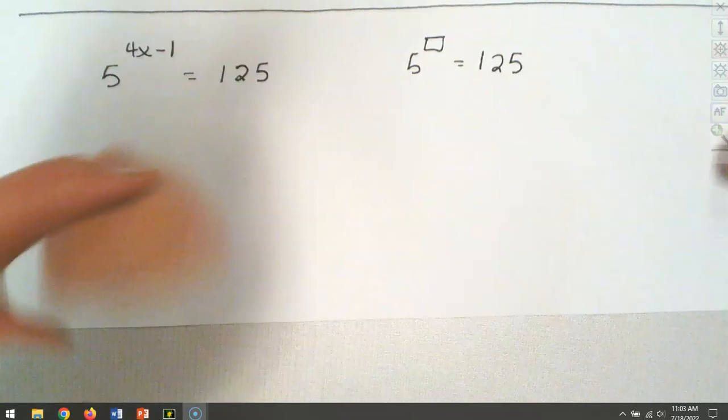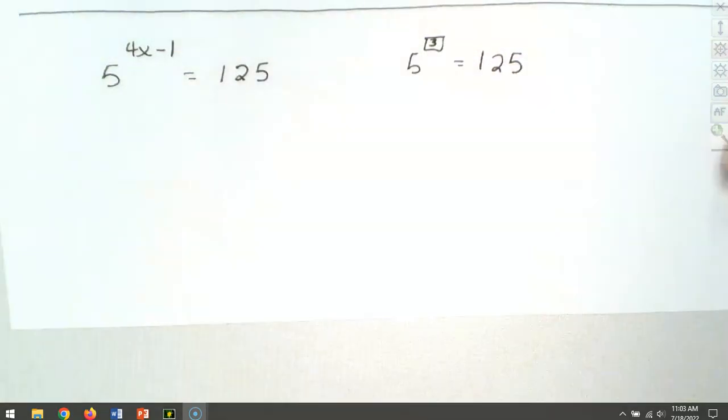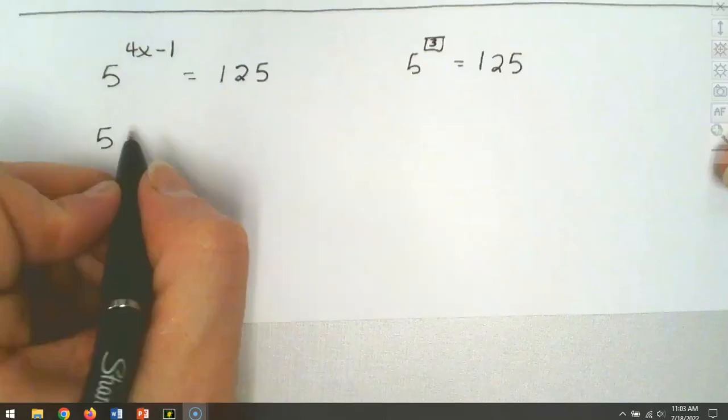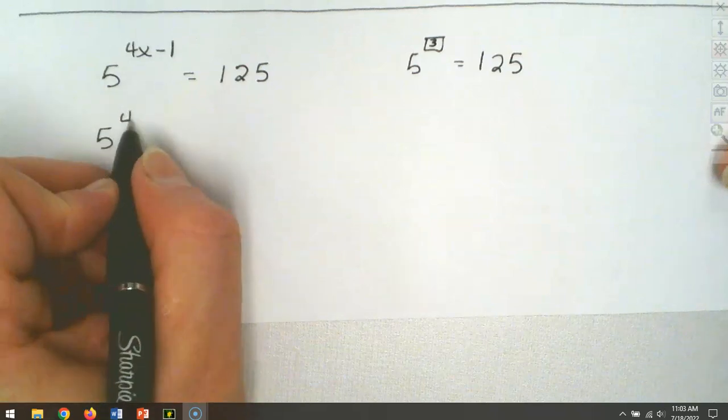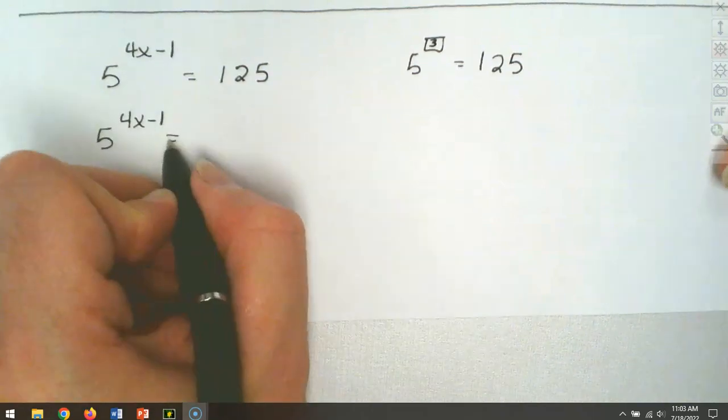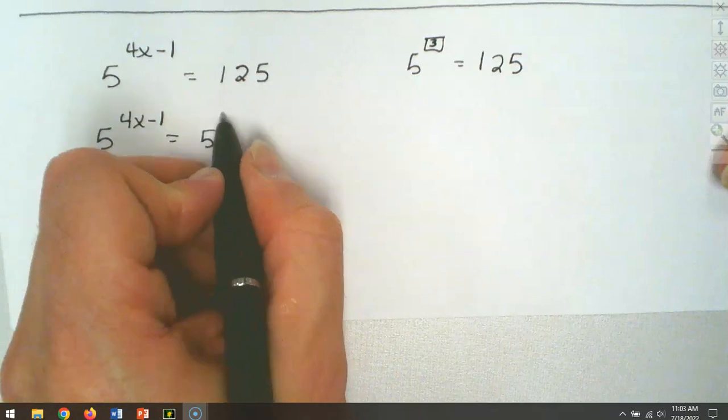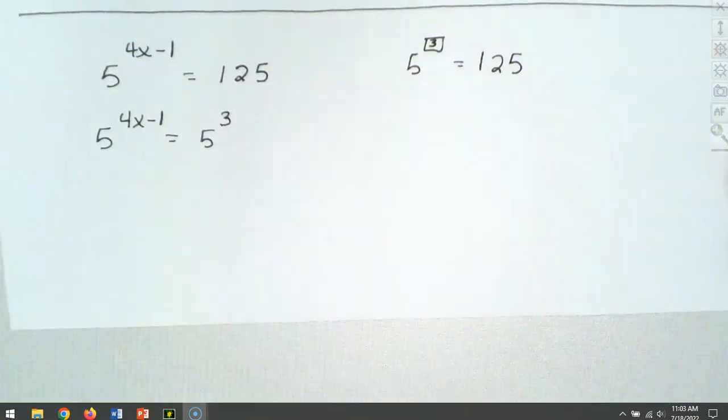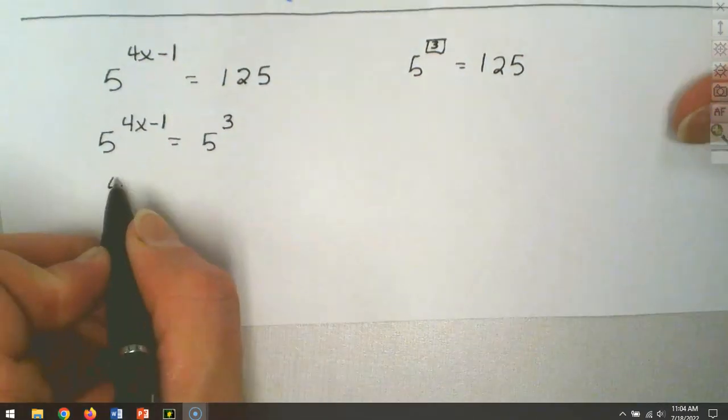So what's our power now going to be? 3. So now we can rewrite this as 5 to the 4x minus 1 power, and that equals now 5 cubed, doesn't it? Are the bases the same? Yes. Since the bases are the same, then the exponents must be the same.